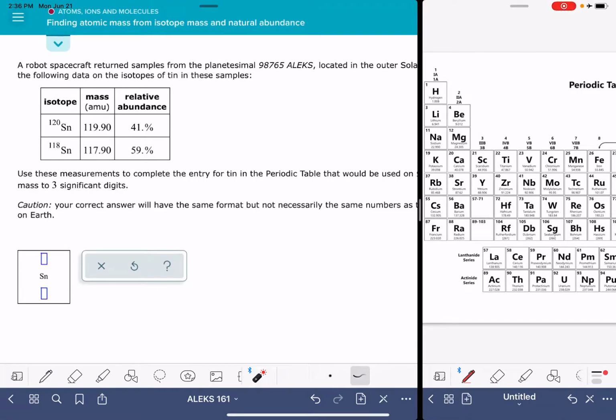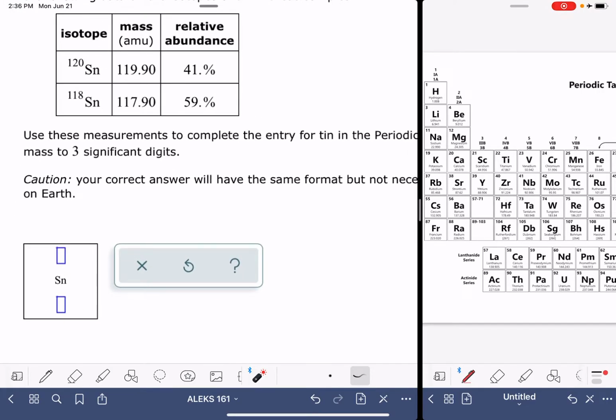In this video, I'll show you how to solve the ALEKS problem called Finding Atomic Mass from Isotope Mass and Natural Abundance. So this problem's got a story which you can completely ignore, focus straight on the data. It's telling you that there are two isotopes of the element Sn, which is tin. One of them has a mass number of 120, one of them has a mass number of 118, and it's giving you the exact masses of these isotopes in AMU. It's also giving you the relative abundance of these isotopes.